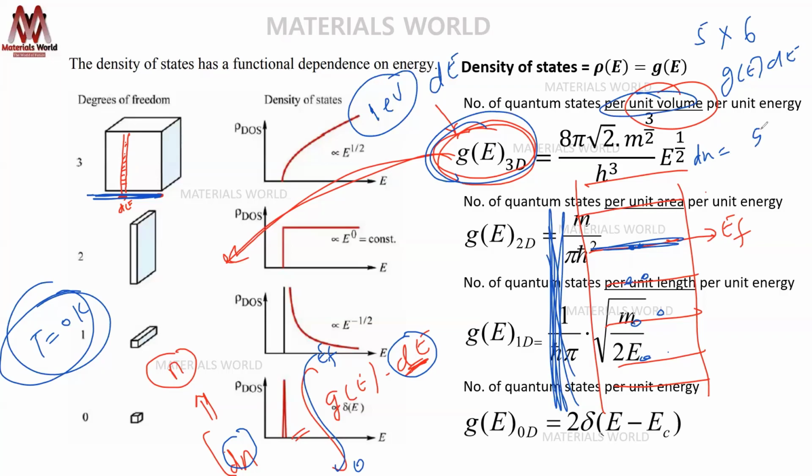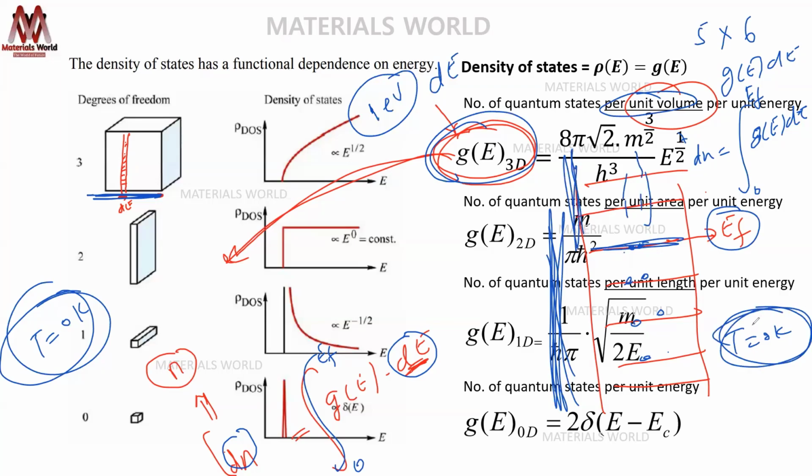So G of E into dE is this, and I can integrate from 0 to EF if the temperature is 0 Kelvin, because I know at 0 Kelvin my EF is nothing but the topmost filled energy. Above that there are no electrons, so there is no need to integrate there.